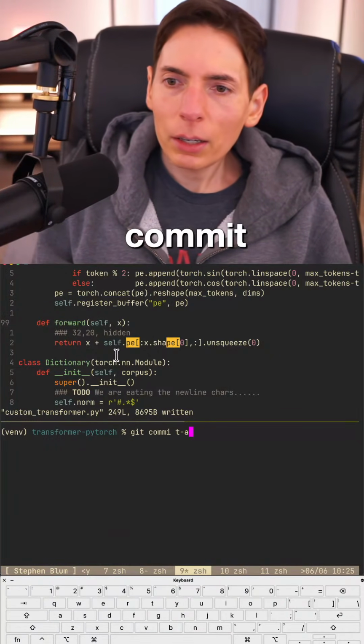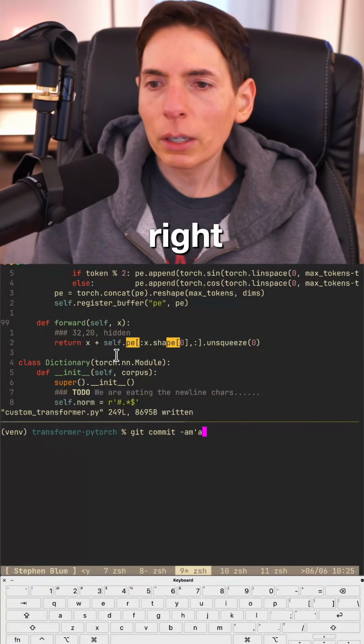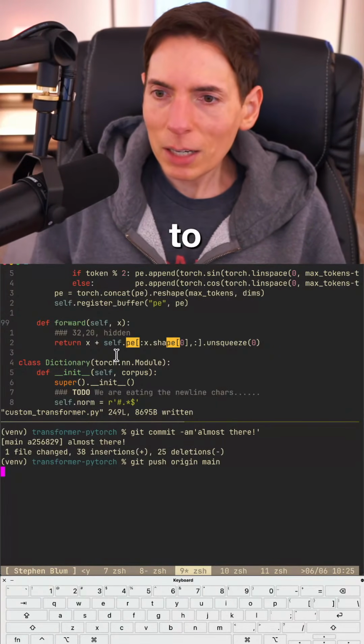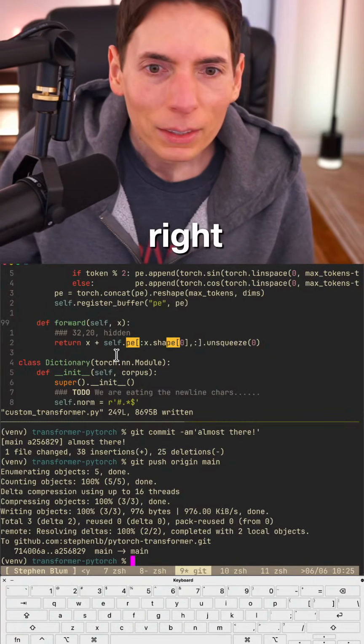Git commit -am. All right. Almost there. Let's see. Push to main. Boom. Done.